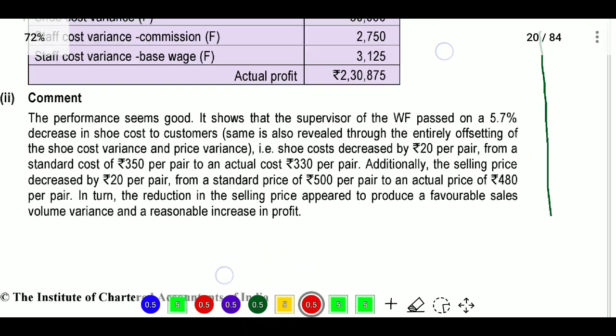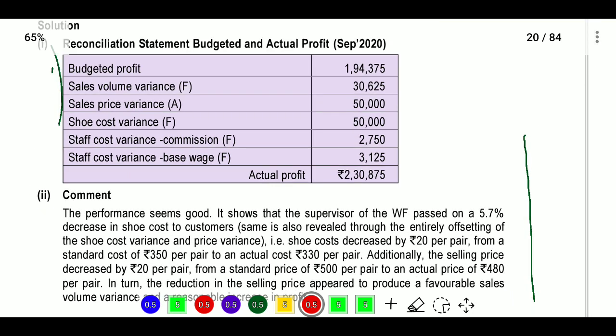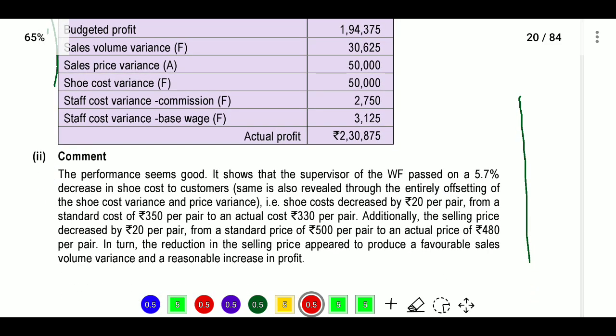Next, what we require now is a comment. We need to comment that the performance seems to be good, because what is the difference now? 1,94,375 minus 2,30,875. There is only a 36,500 difference. Here the performance is good. It will show that the supervisor of WF passed on 5.7%.